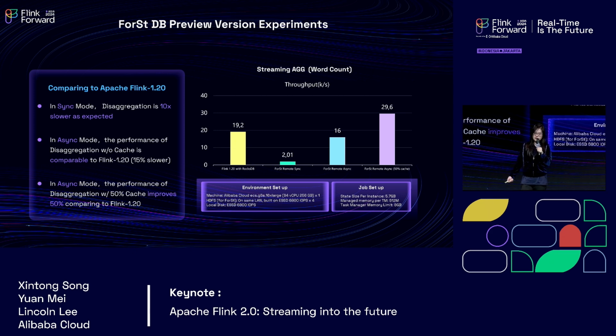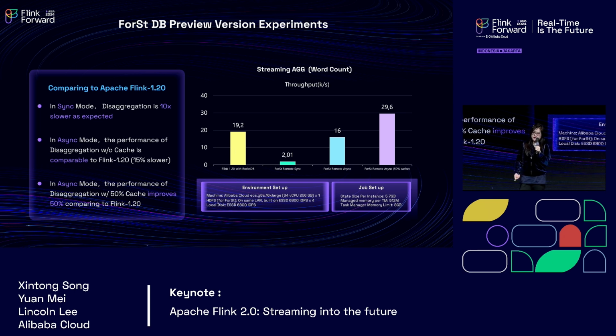version. In short, these experiments are all comparing to the latest version of Apache Flink 1.20. I want to have 3 highlights here. The first one: in the synchronous execution mode, disaggregation is 10x slower, as expected. Well, what does it mean? It means that if you just replace the local disk with a DFS or use any kind of external database, that's the performance you will get. You will get 10x slower performance. Well, that's too bad. And what do we do?